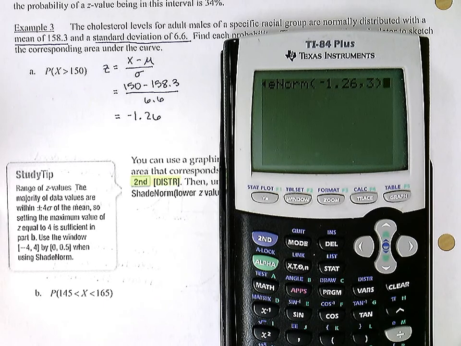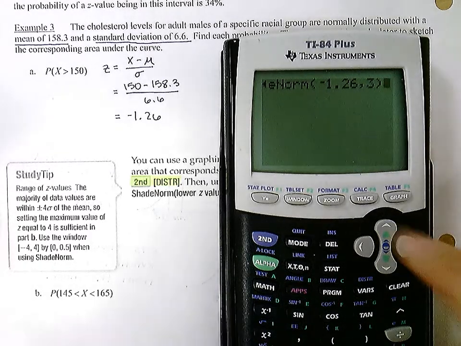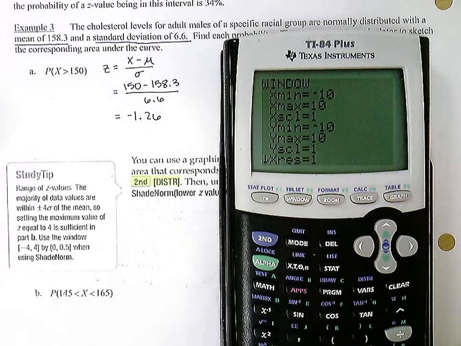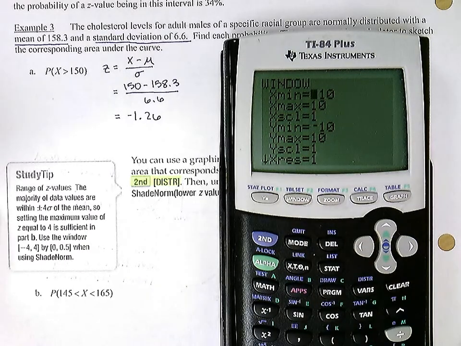So your calculators might be a little different. Your lower, where it says lower, is negative 1.26. Your upper is 3. You might have to redo this. I forgot, you need to change your window. Otherwise, you won't see your graph.